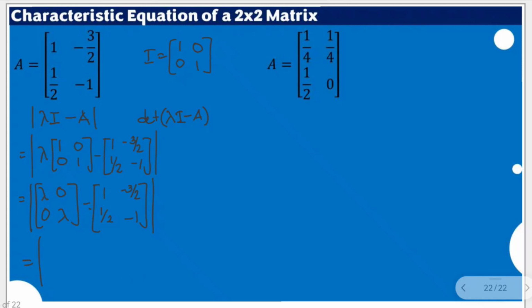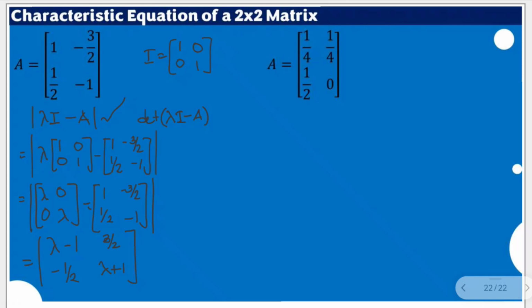Your first entry is lambda minus 1. Your second entry, 0 minus negative 3 halves, is positive 3 halves. Next, 0 minus 1 half, so you have negative 1 half. Then, to be followed with lambda minus negative 1, so you have lambda plus 1. Okay, this is now the matrix form using this expression.